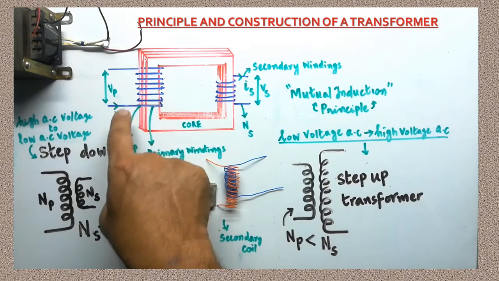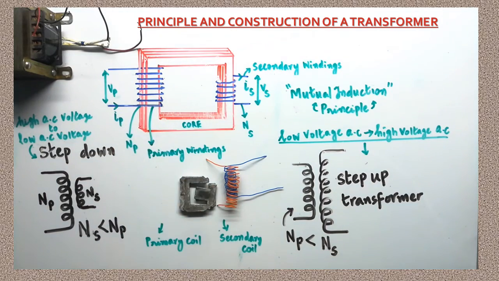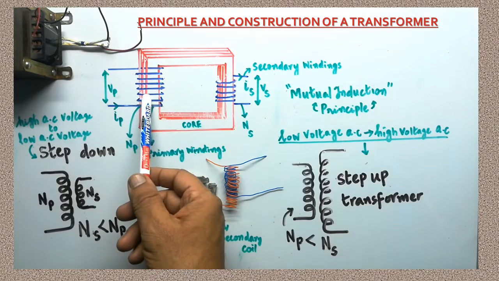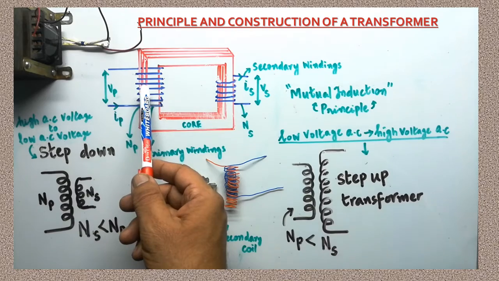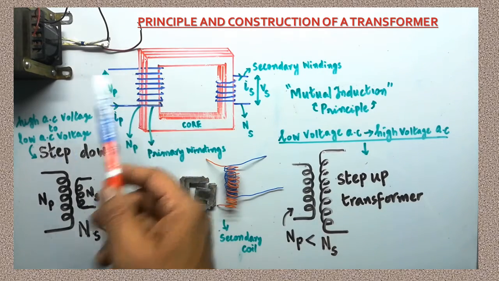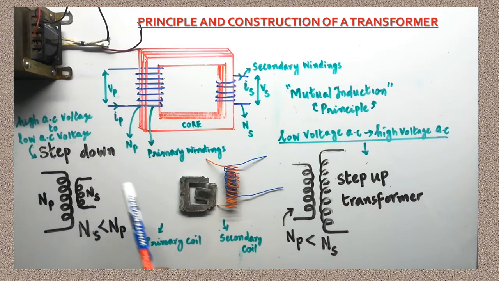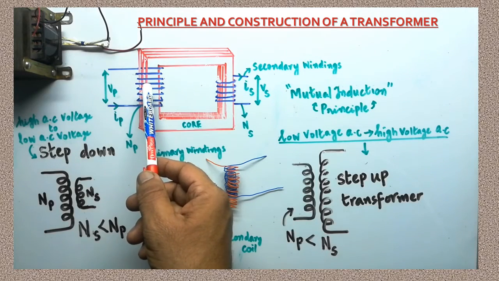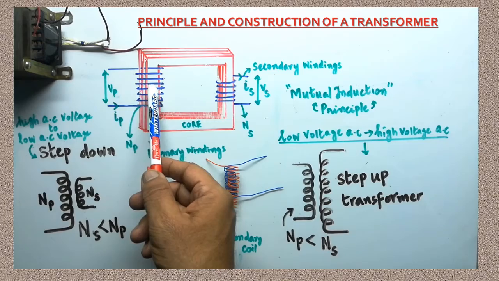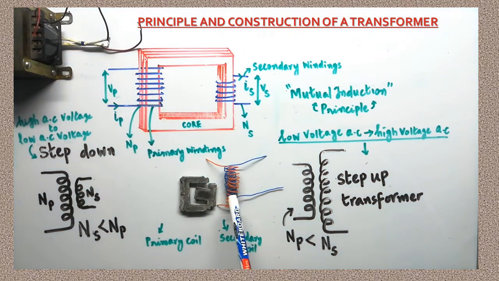The current passing through the primary changes? No. The flux which is created in the primary will also change with respect to time. Are you clear? Now, what flux is changing with respect to time in the primary? That is linked with the secondary also.